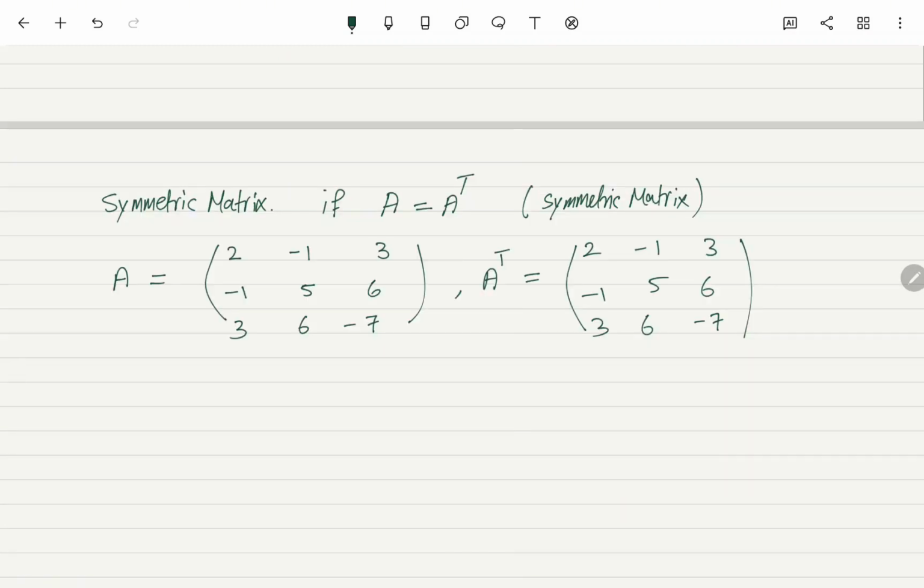We also can see that for a symmetric matrix, if we just cover the diagonal right here, we can see that each element above the diagonal is the same as each element under that diagonal. Or in other words, the diagonal is making a mirror in this case here. So like -1, 3, 3, 6, 6. So this matrix here is called a symmetric matrix.